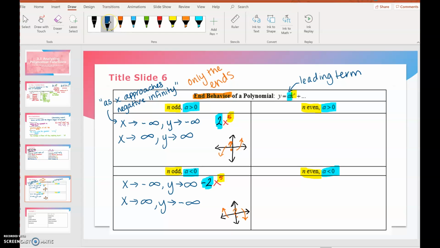And then the next one, now we have even. So now we have even integers for our degree, but it's going to be the same format. As x approaches negative infinity, y is going to approach, and in this case, it's going to be positive infinity. And then as x approaches positive infinity, y is also going to approach positive infinity. So what I mean by that is if you were to graph it, both ends of your polynomial function would be going up.